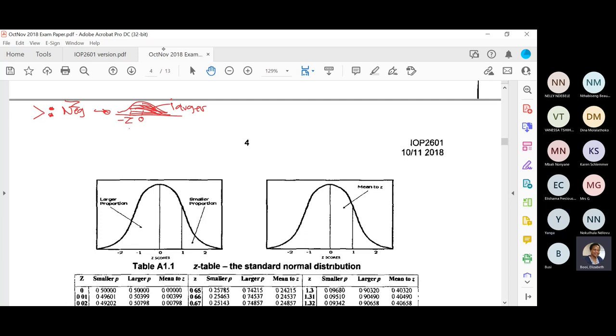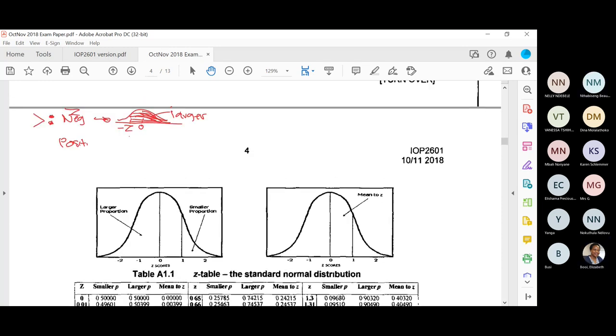So what if the sign also stays as greater than, but the answer is positive? You're still going to draw your graph like that. Remember, in the middle here it's zero, but it is positive Z, on the right side. The sign says greater than, so we're still going to assume the greater than. So the shaded area will be this. Looking at this graph, you can clearly see which side is shaded. Is it the larger portion or the smaller portion? The smaller portion. So therefore, you're going to go to the smaller portion.